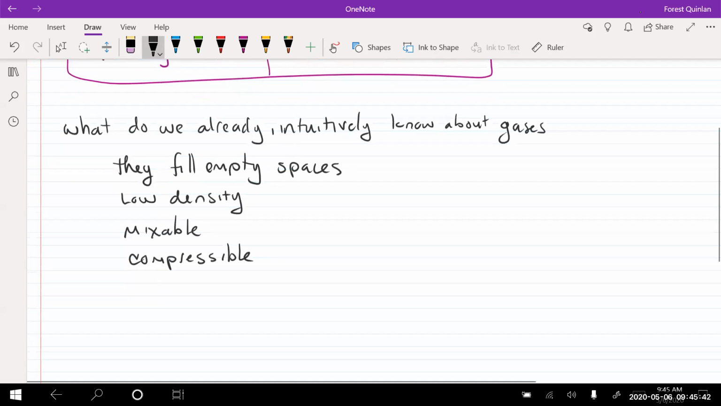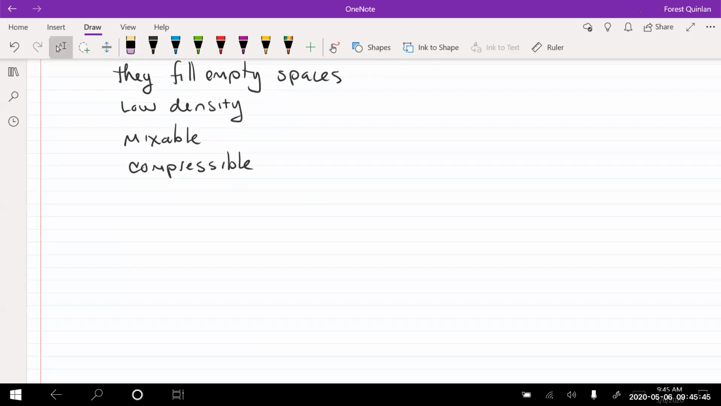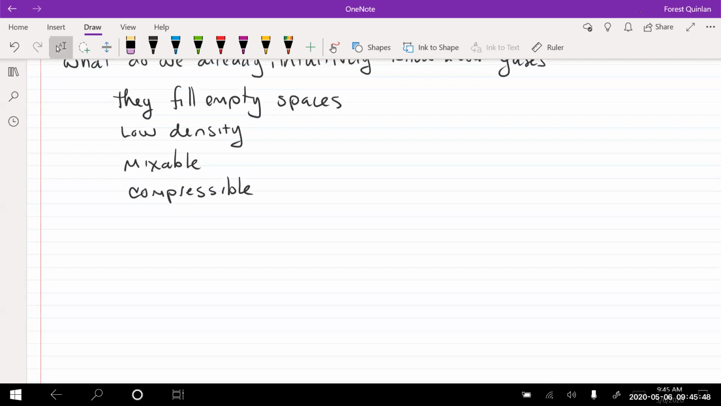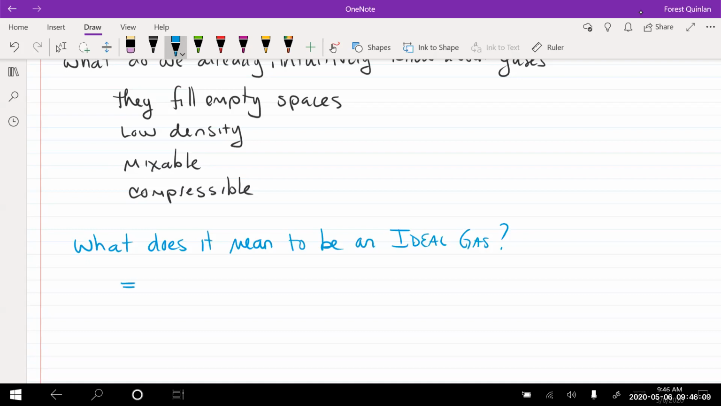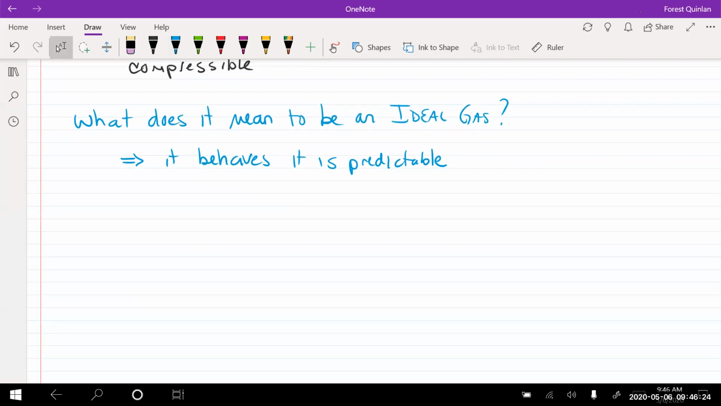So we already know this stuff about the gases. But let's talk about what makes these gases ideal. What does it mean to be an ideal gas? Well, the simple answer is it behaves. It is predictable. So what do I mean by it behaves or it's predictable?